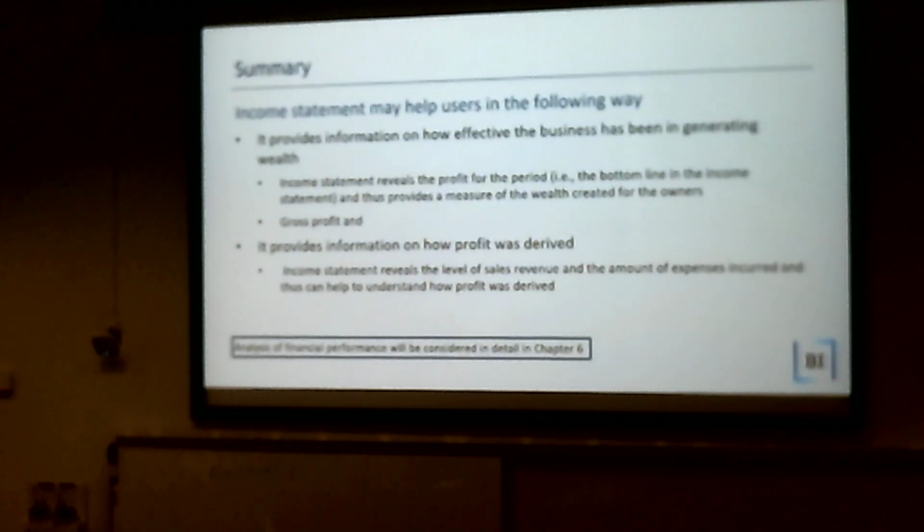Then what's left is a summary. The income statement is used in the following way: it provides information on how effective the business has been in generating wealth. Again, that's the main purpose of a firm, of a business, to generate wealth for the owners. And it reveals the profit for the period and provides a measure of the wealth created, and provides information on how this profit was derived. So that comes from the structure of the income statement.